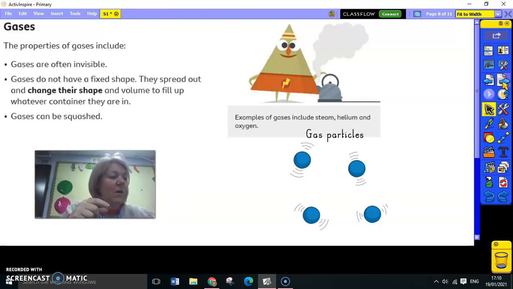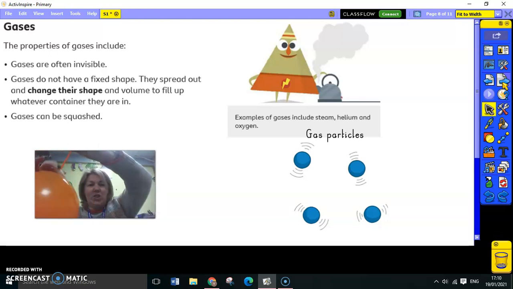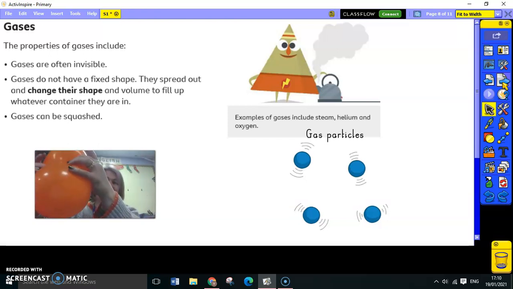So for example, if I blow a gas, the air from my lungs, into the balloon, it's trapped in there, okay, and I can tie my balloon and it can't escape, but I can squash it, I can squeeze it, and I can change the shape of my balloon a little bit, can't I?